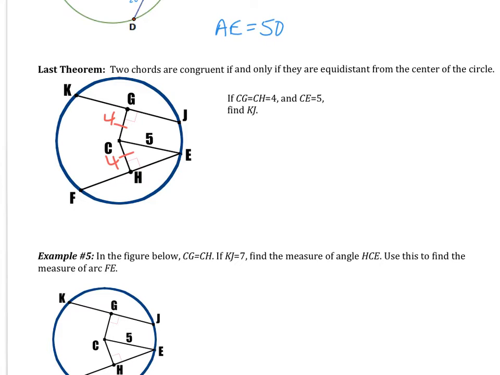Well, the concept here is, if you can figure out what HE is, and then use that to figure out what FE is, well, FE is equal to KJ. So let's start with the first part. Does anybody know what HE is?